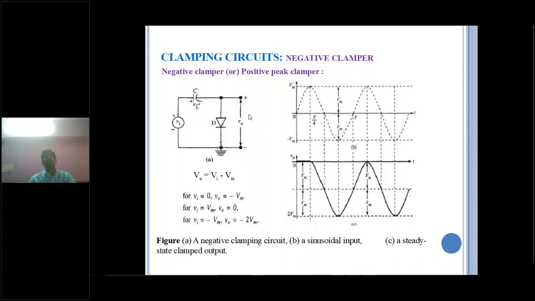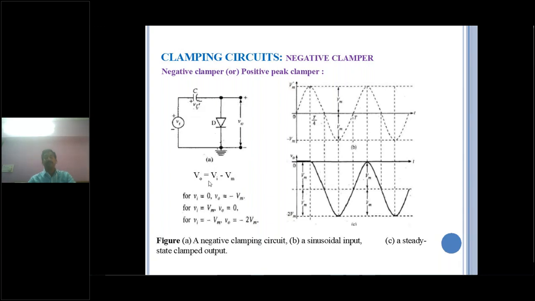That means output voltage or diode voltage equals Vi minus Vc. But Vc equals Vm, the peak value. Why? Because the input voltage will decrease, but the capacitor voltage will be a fixed value. Why will it be fixed? Because no capacitor discharging path is provided, that means across the diode we are not connecting any resistor. So the capacitor voltage will be a constant voltage Vc or Vm. That's why across the diode, voltage V0 equals Vi minus Vc or Vm.